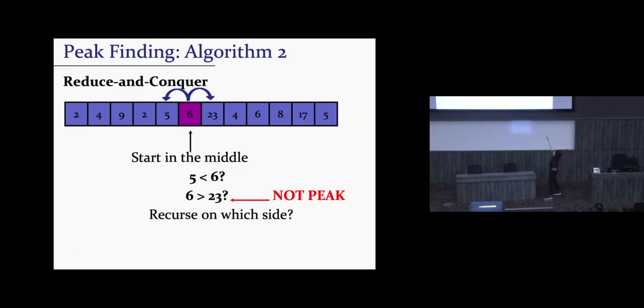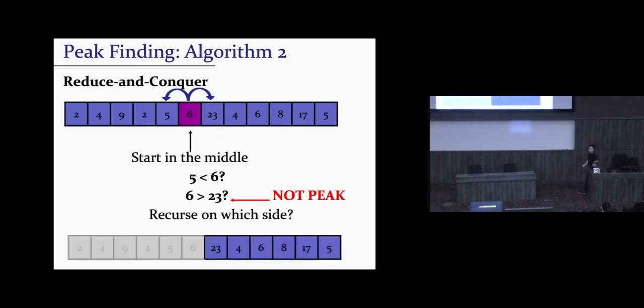But just to be clear, we know that 5 is less than 6. We don't know what the rest of the input looks like. Well, I've shown it to you, but the algorithm doesn't know. On the other hand, on the right side, we're testing whether 6 is larger than 23. It turns out that's not the case, because of that, 6 is not a peak. So we should try to recurse on the right side, and we should hope to find a peak on this side.